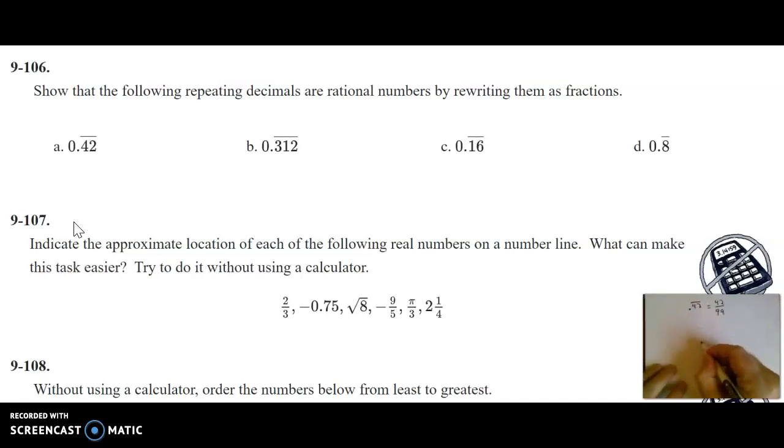Same thing for the next one, 0.312 repeating. There are three numbers that repeat in the cycle, three 9's, and you write those numbers as the numerator. So it's rational. The next one, 0.16 repeating. Again, two numbers repeat. Those numbers are 1, 6. And the last one, 0.8 repeating. You have one number that repeats, and it is an 8. So that's really what we're trying to get across to you, is understanding that repeating decimals are still rational values.